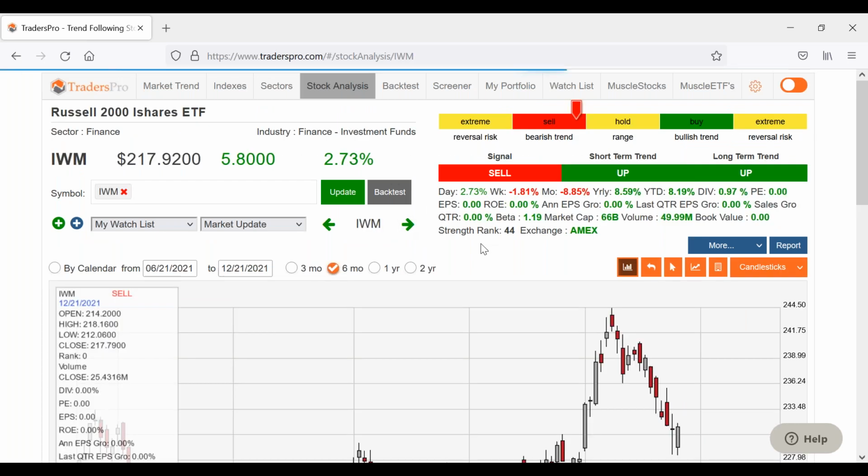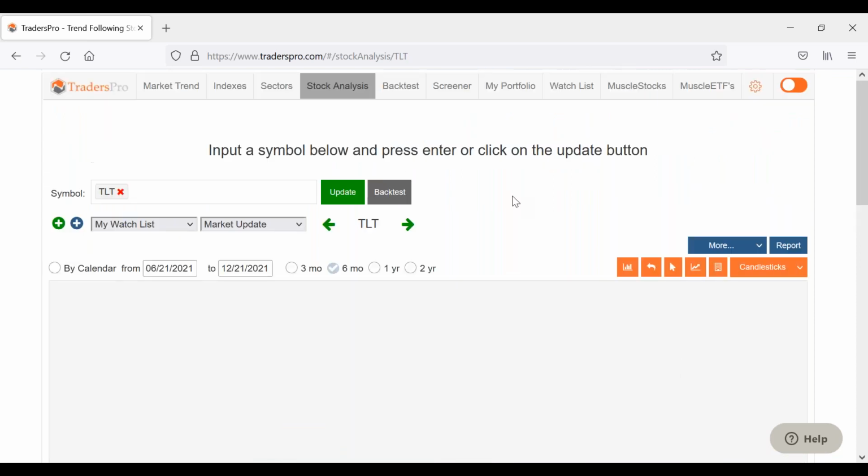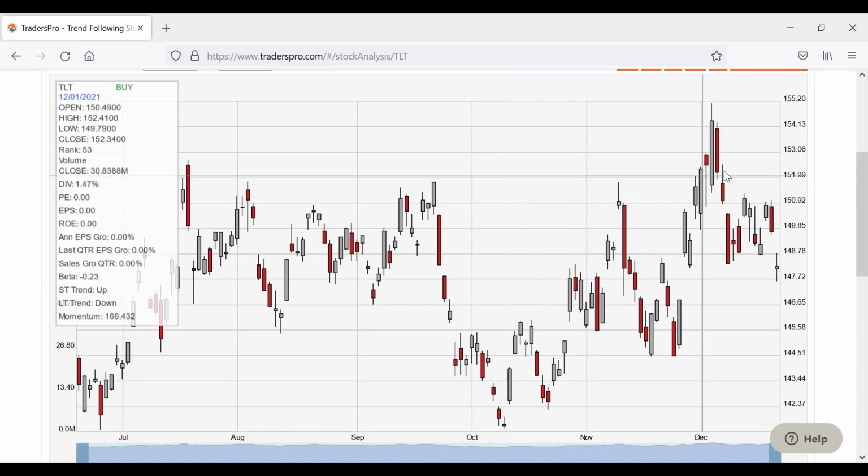Continuing on our list here, the Russell. Oh, we already did the Russell. Let me take the volume bars off here because it tends to bleed into the chart. Bonds. Now, with the bond market last week, we were pointing out that we had these higher highs, higher lows. It was acting like an uptrend.